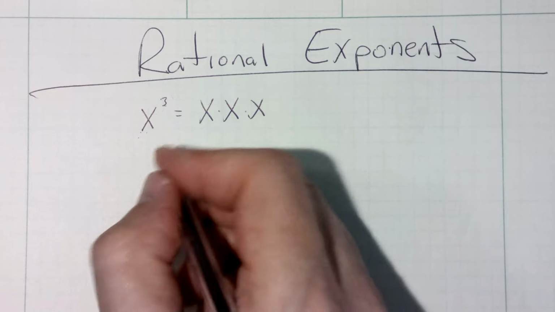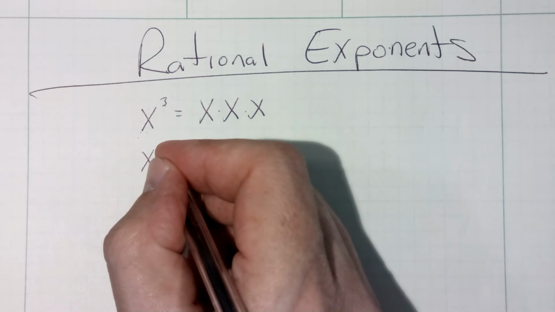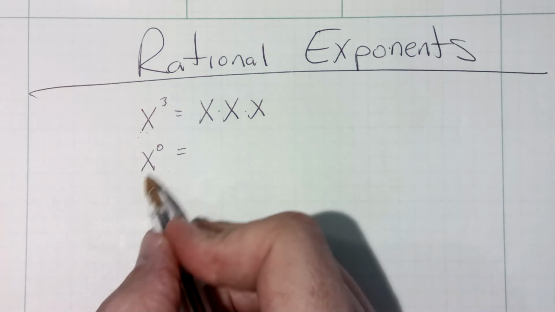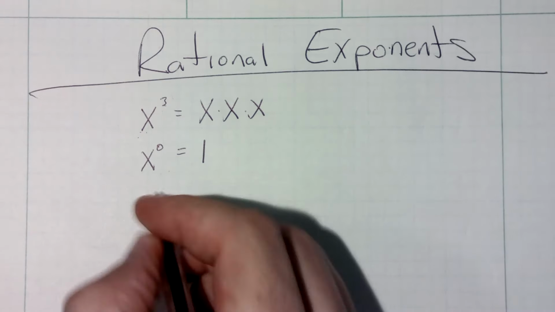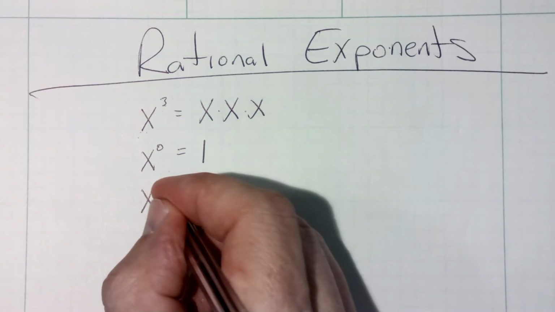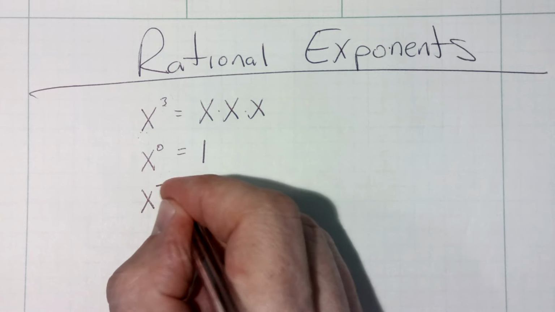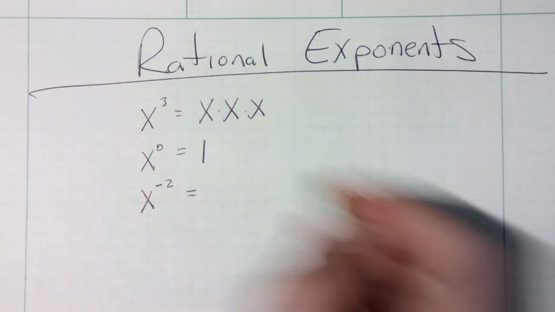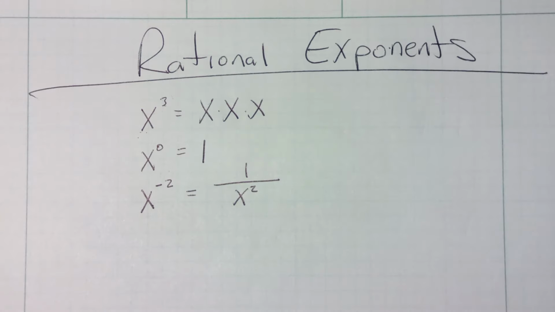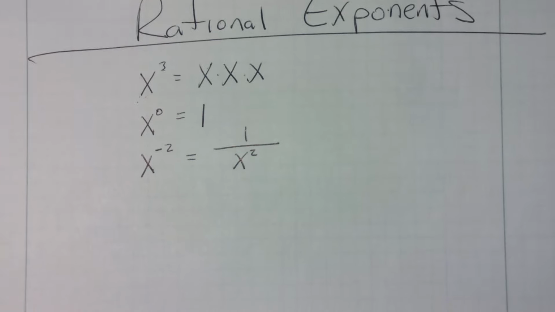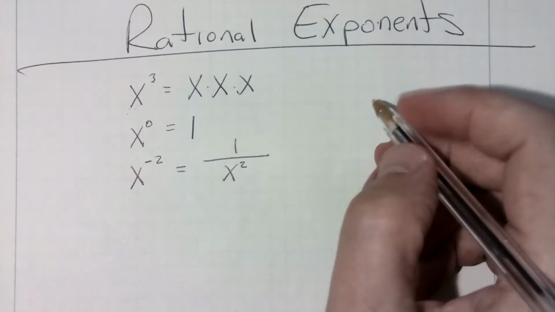Hopefully, we all remember what a zero exponent means. If I do a zero exponent on any number other than zero itself, it's equal to 1. Also, we hopefully have got down our negative exponents. If I give you x to the negative 2, that means I'm taking 1 and dividing it by x squared, or 2 x's. But now the real question is what is a fractional or rational exponent?